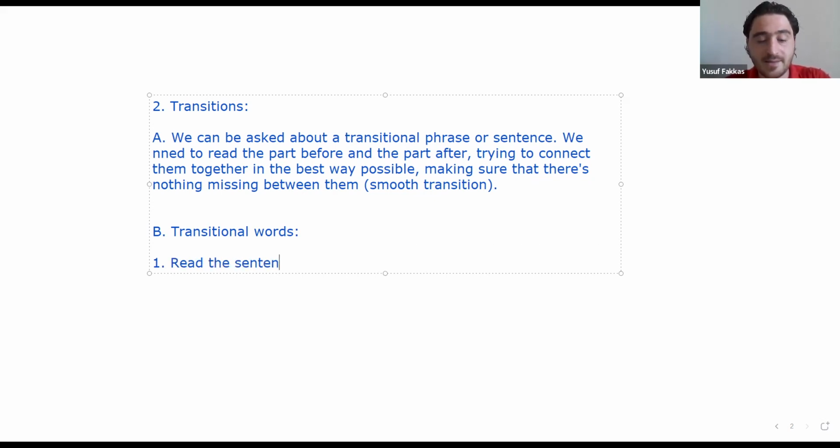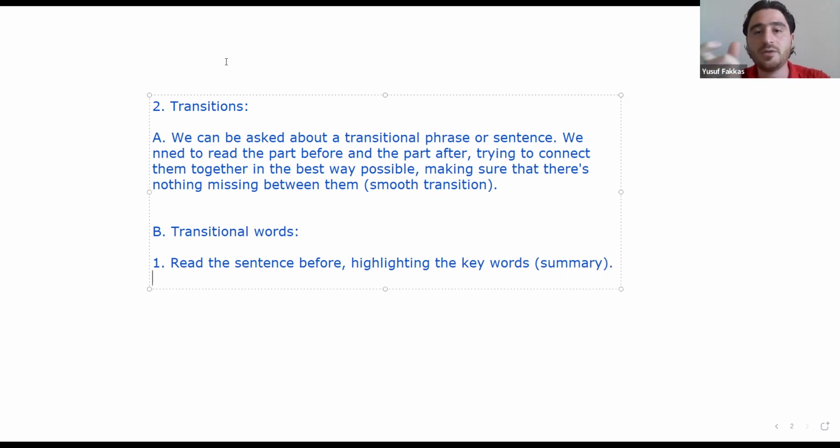Read the sentence before. Again, what do we do when we read? We highlight. Okay, highlighting the keywords to get, again, why do we highlight? To get a summary of the idea in the sentence. Okay, all right, so you read the sentence before. Now you can choose 2 or 3 main words that will tell you what the idea in this sentence is.